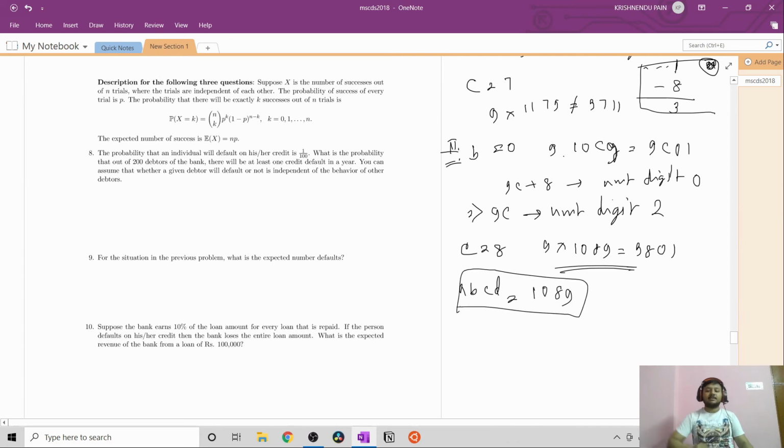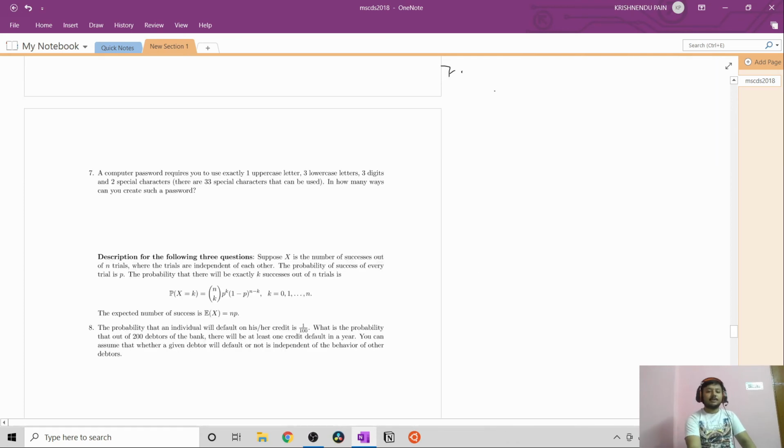This is the answer. Question number 7. A computer password requires exactly 1 uppercase letter, 3 lowercase letters, 3 digits and 2 special characters. There are a total of 33 special characters. In how many ways can you create such a password? So there is 1 uppercase letter. So there are 26 letters. We can choose in 26C1 ways.